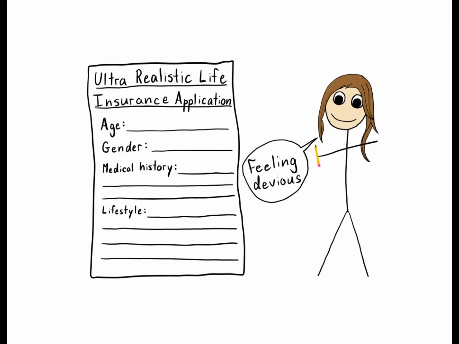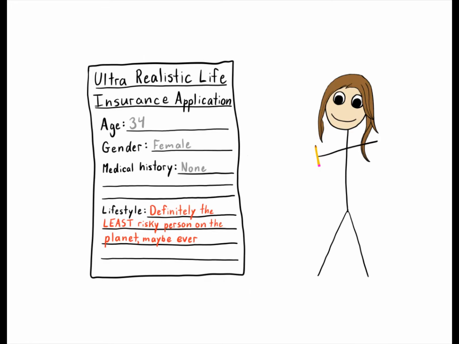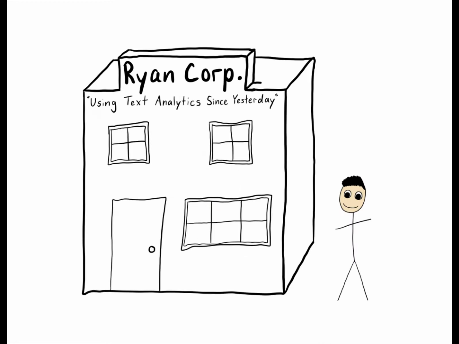Now let's say Sally decided to lie in her application. She wrote that she stays inside every day and called herself, and I quote, the least riskiest person on the planet. However, Sally didn't know that my company uses text analytics.